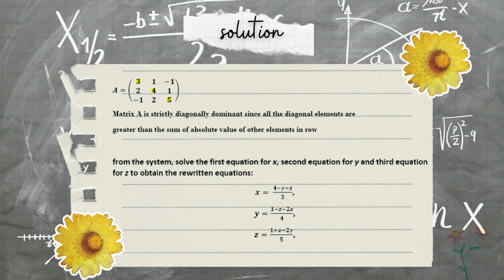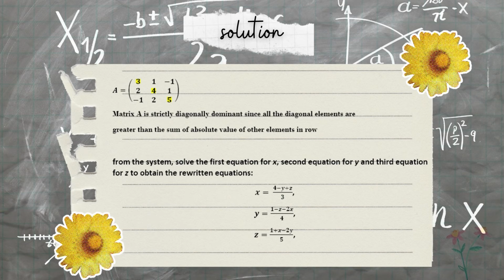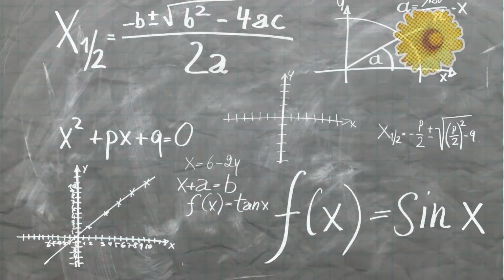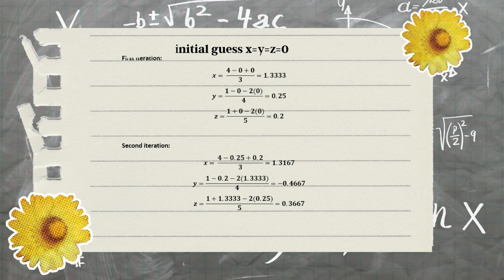From the system, solve the first equation for x, the second equation for y, and the third equation for z to obtain the rewritten equations. x equals 4 minus y minus z over 3, y equals 1 minus z minus 2x over 4, z equals 1 plus x minus 2y over 5. Since the initial guess value is not given, we assume the initial guess values x, y, and z equal to 0. For the first iteration, we substitute the value of 0 into the equations and get the new values of x, y, and z.